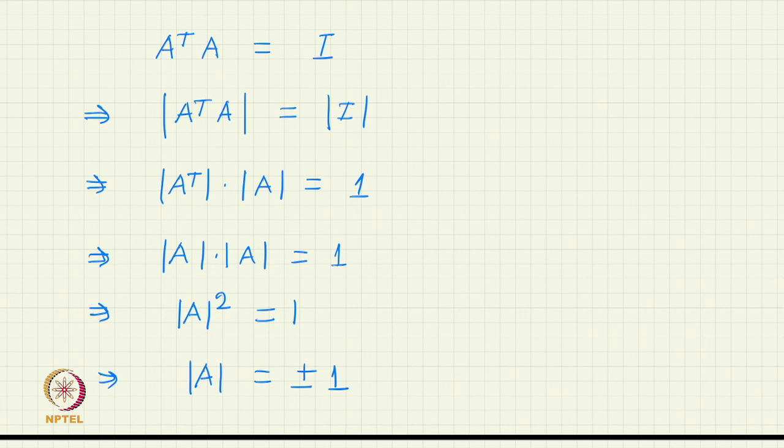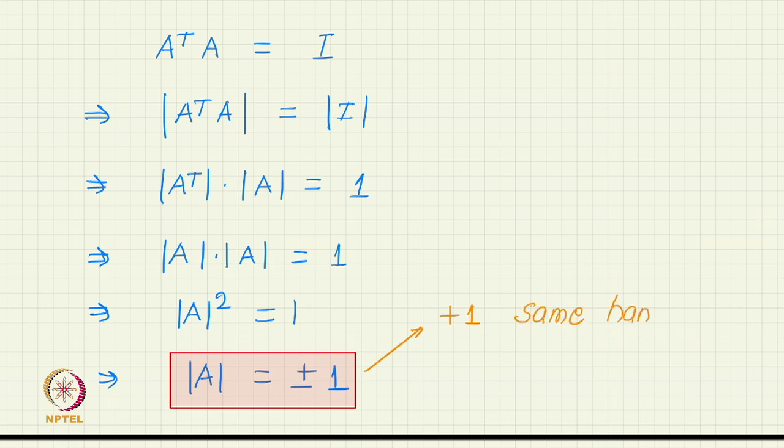So the basis transformation matrix will always have a determinant of either plus 1 or minus 1, and in fact, the sign has an important consequence here: plus 1 means that the basis transformation is between bases of the same handedness, and minus 1 indicates that it is between bases of two opposite handedness.